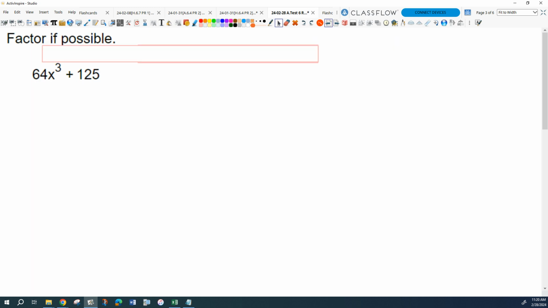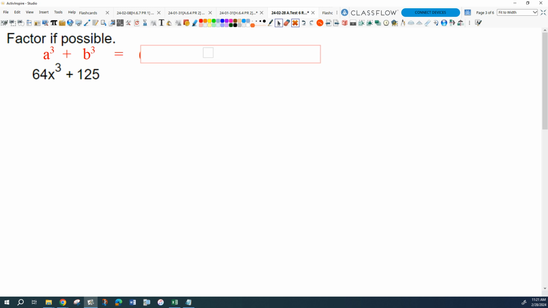Okay. So if we're going to factor this, what's the pattern we would use here? Because it's a binomial, so we have to use a pattern, right? A cubed plus B cubed. Is there a GCF? Because we want to try to do that first. No GCF. Okay, good. So we're going to use A cubed plus B cubed. Now, what is that pattern? How do we factor a sum of cubes?